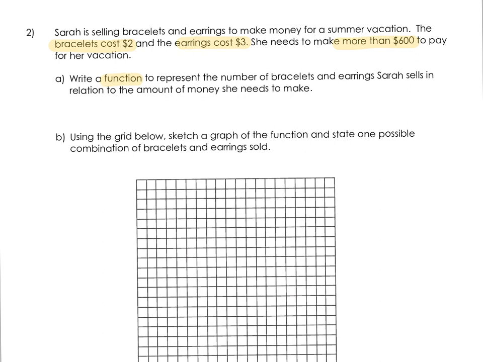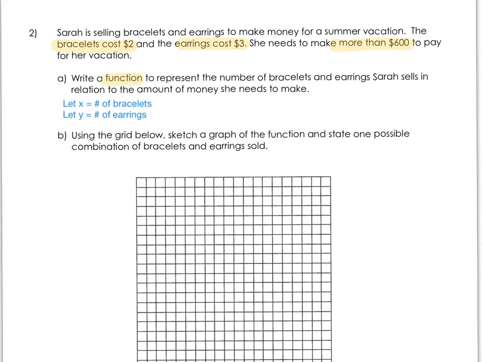And we also don't have anything showing on the x and the y, so we need to identify what we're going to use to represent the x and the y. Okay, so you can see here I wrote my let statements. Let x equal the number of bracelets. I already know the cost. I don't know how many. And then let y equal the number of earrings.